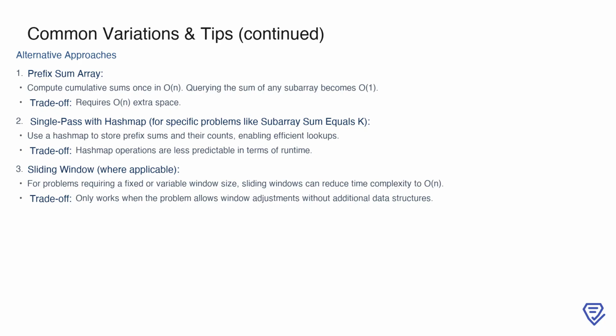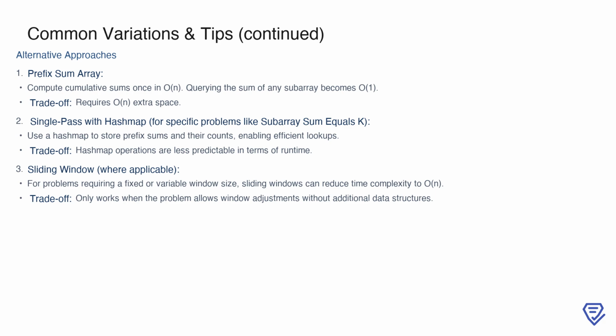In addition to the prefix sum approach, there are alternative methods you can consider. Using a prefix sum array is a straightforward way to optimize subarray sum queries, as it allows you to calculate sums in constant time after an initial O(n) pre-processing step. The trade-off here is the additional O(n) space required to store the prefix sums. For specific problems like subarray sum equals k, a single-pass solution using a hash map can be more efficient. By storing prefix sums and their counts, you can perform quick lookups to check for matching subarrays. However, hash map operations can sometimes have unpredictable runtime, depending on the implementation.